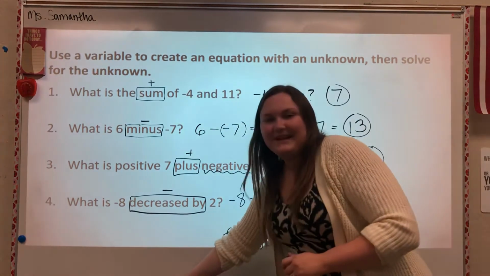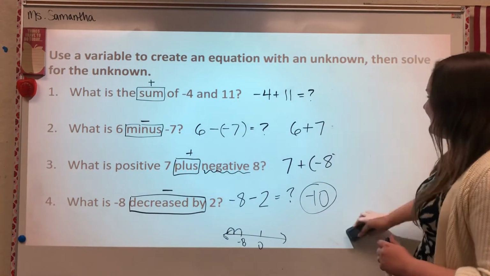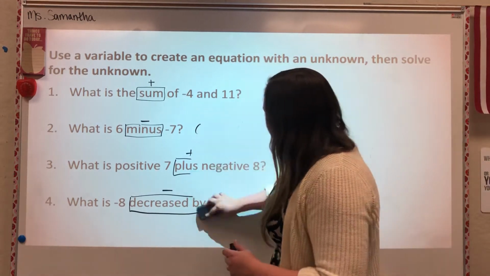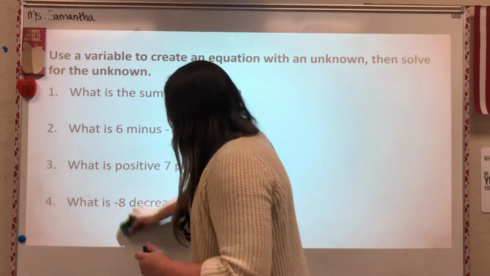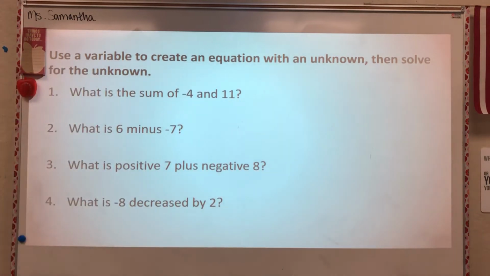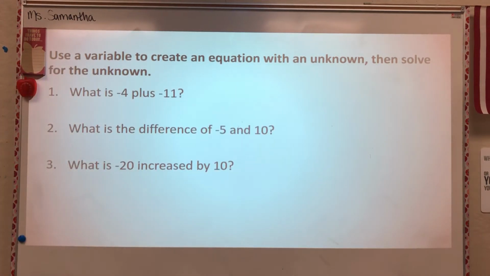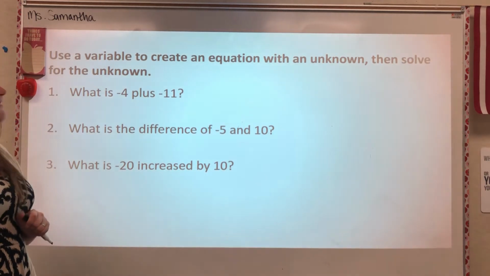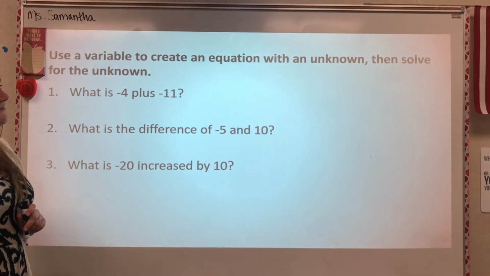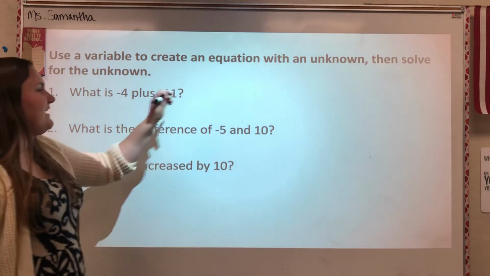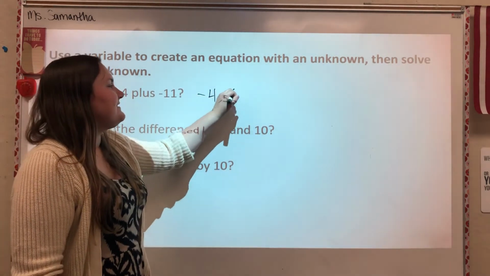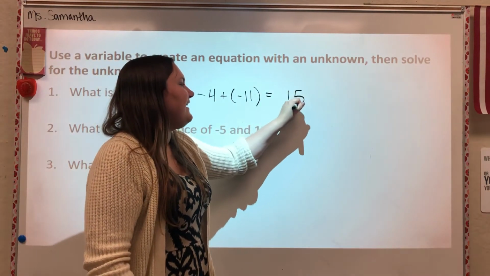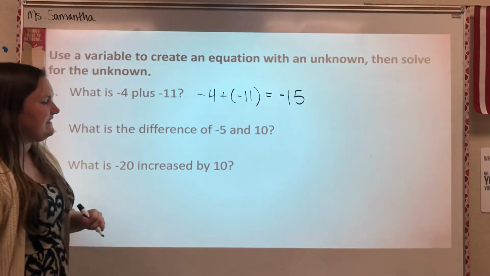I'll go ahead and erase this, and then you'll have some to try yourself. That first one says, what is negative 4 plus negative 11? Go ahead and try that one. Well, negative 4 plus negative 11. They're both negative, so we're going to add and keep that negative sign, so negative 15.